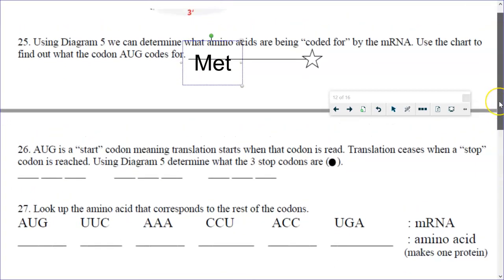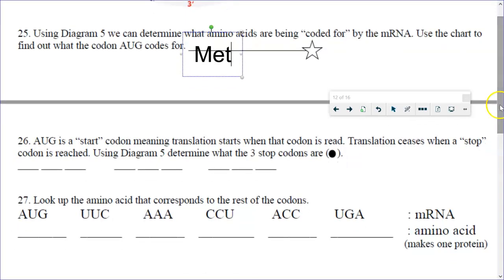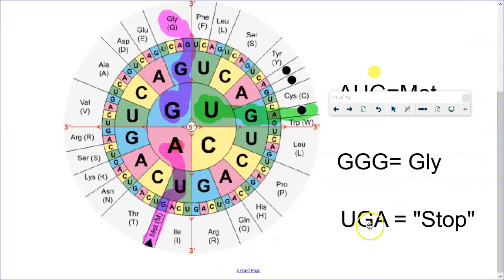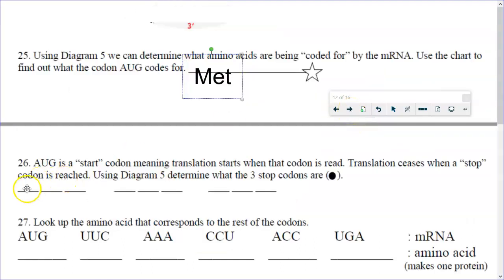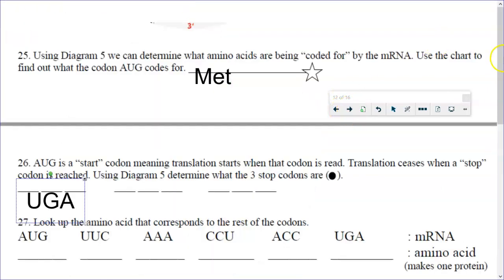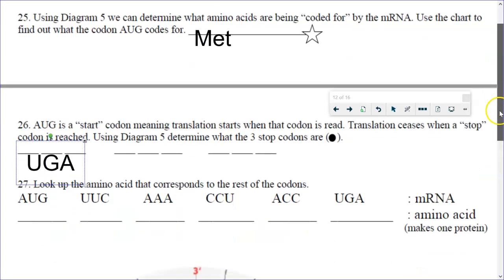So you're going to be using that chart to figure out all of these, and then you're also going to write down the 3 that means stop. We figured out one of them that means stop was UGA, because that had that little black box. It's also going to be UAA and UAG. One of them is going to be UGA, my dyslexia is making me, yeah, UGA. And then you can go ahead and fill in the other 2 that mean stop.